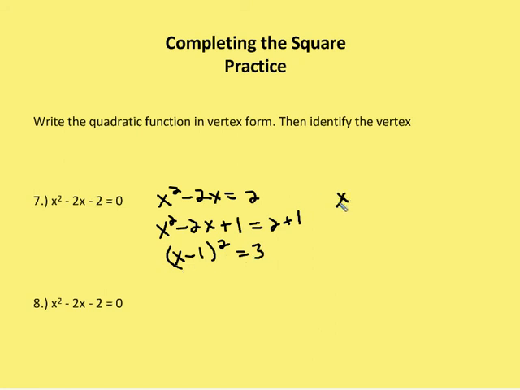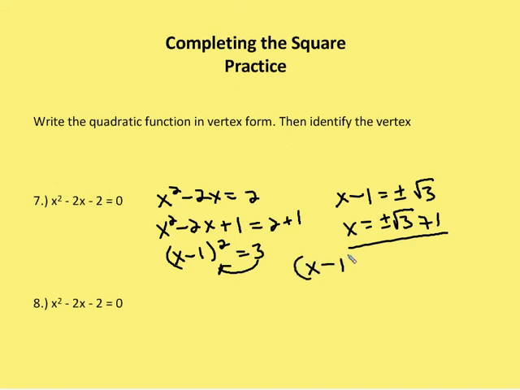I take the square root of both sides. I have x minus 1 is equal to plus or minus the square root of 3. Then I add 1 to both sides. x is equal to plus or minus the square root of 3 plus 1. Well, that's the solution for x. Now, if I want to rewrite this in vertex form, I'm going to subtract the 3 now from both sides, and I end up with x minus 1 squared minus 3 is equal to 0. My vertex is at 1, negative 3.